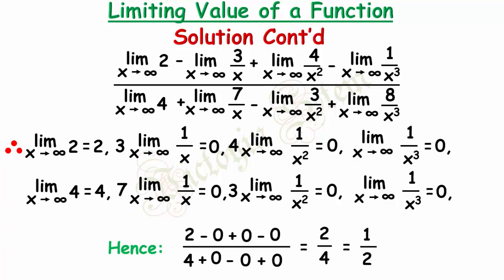And so the limit as x approaches infinity of 2x to the power of 3 minus 3x to the power of 2 plus 4x minus 1 divided by 4x to the power of 3 plus 7x to the power of 2 minus 3x plus 8 is equal to 1 divided by 2. I do hope this solution was simple enough for you to understand.